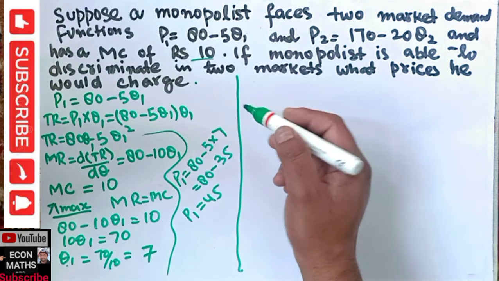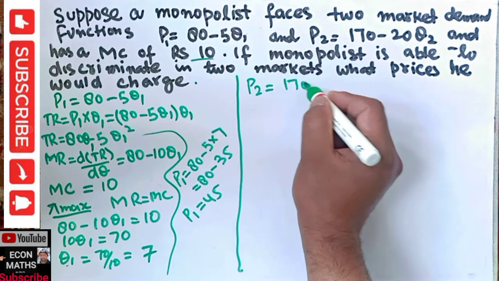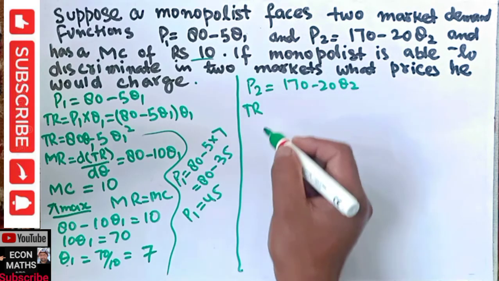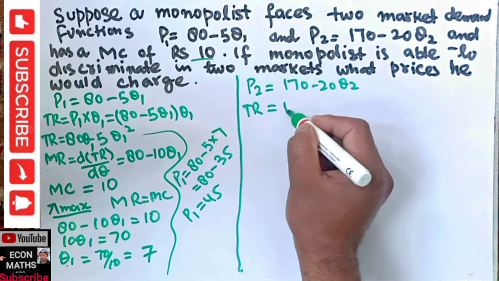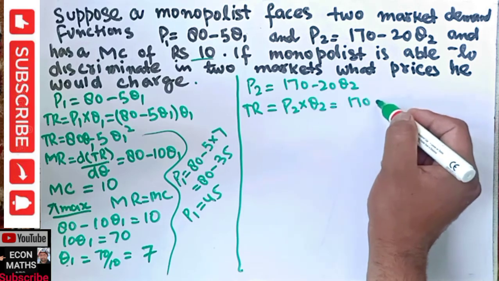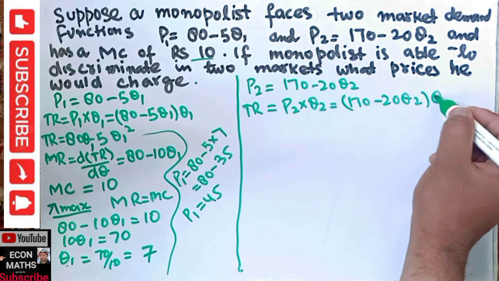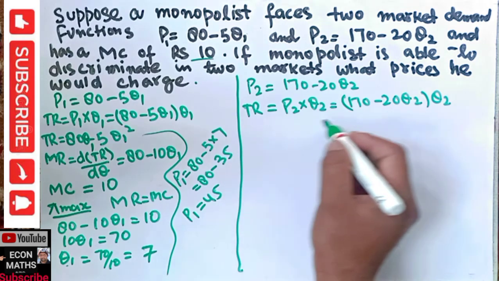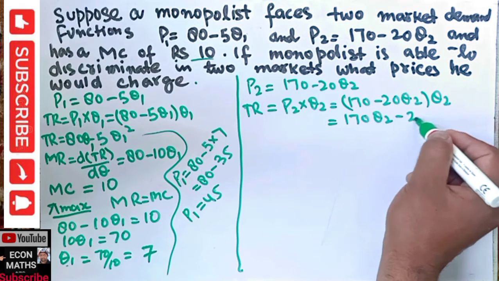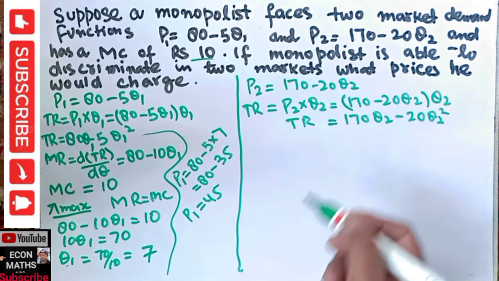Similarly, for the second market, we first write P2 is equal to 170 minus 20 Q2. We find the total revenue in the second market, which is equal to P2 times Q2, that is, 170 minus 20 Q2 multiplied by Q2. That means our total revenue is equal to 170 Q2 minus 20 Q2 square. This is the total revenue in the second market.